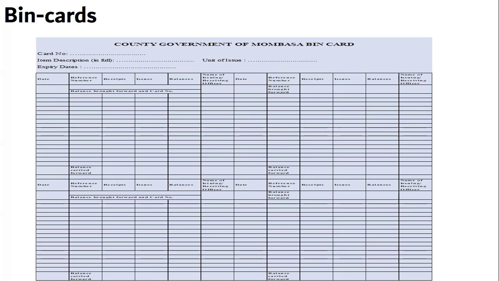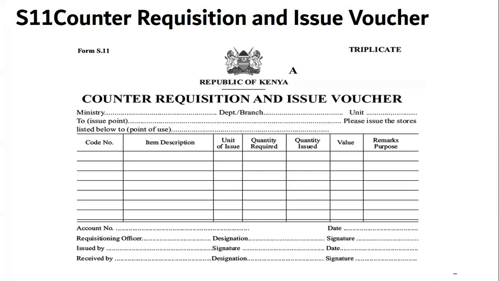In case the initial bin card was filled up, for the second one or the one after, you'll have to include the previous bin card number and the balances that you're carrying forward from that bin card. So moving on, this is also a basic tool for commodity management, the S11, counter requisition and issue voucher.